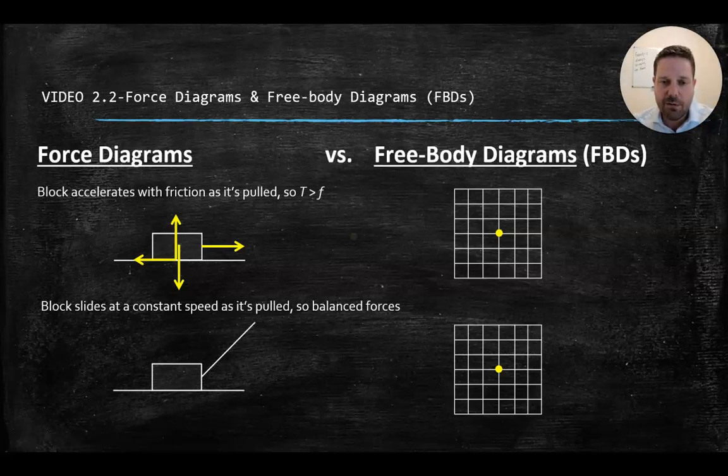If we want to draw a free body diagram of this, we would just draw this object as that dot. So it's kind of like this dot we have here. We're just going to draw it right there.